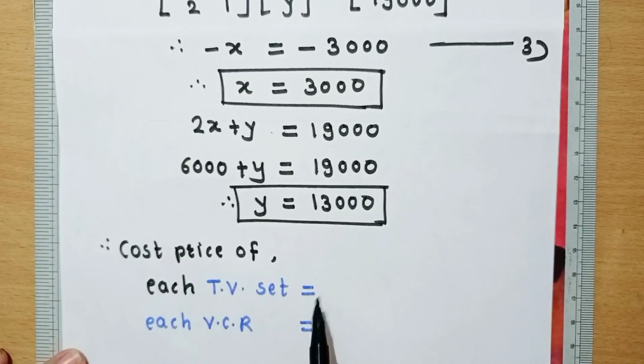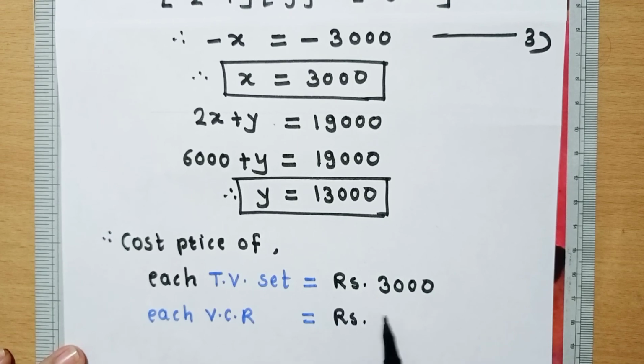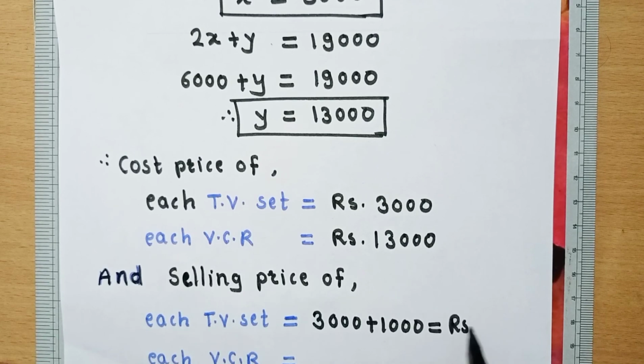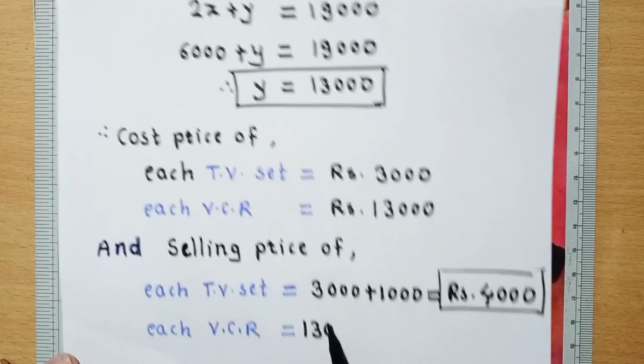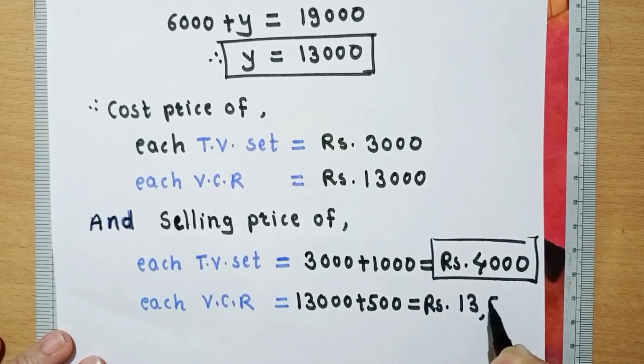Therefore write down the cost price of each TV set equal to rupees 3,000 and each VCR equal to rupees 13,000, and for the selling price of each TV set we have to add rupees 1,000. So total rupees 4,000. This is the selling price, and here 13,000 plus 500, so that is equal to rupees 13,500.